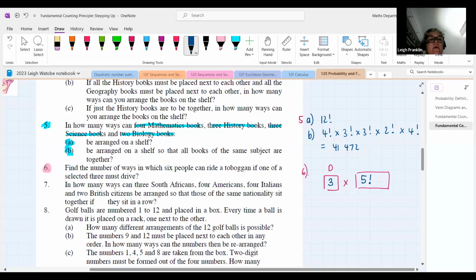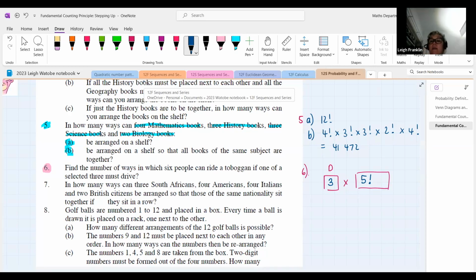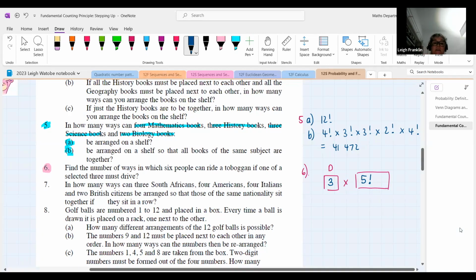Oh, sorry. The number of ways in which 6 people can ride a toboggan if one of 3 must drive, so it would be like that. They didn't tell us how the remaining people could be seated. So there would be 5 factorial ways in which they can be arranged with each other. So it would be 3 by 5 factorial. Does that make sense to everybody? So there would be 360 ways.